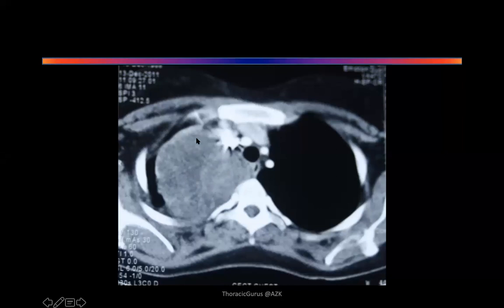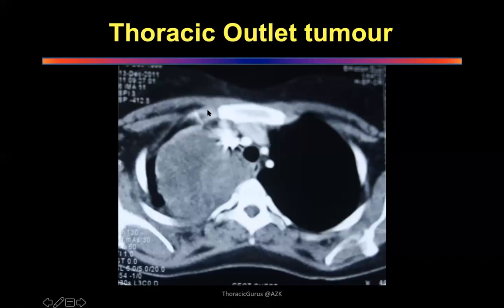But this is not just posterior, yeah. It's coming all the way up here as well. So we don't know what it is. It could be a neurogenic tumor. It could be a teratoma. It could be thymoma. This was actually a germ cell tumor. Okay? So don't get swayed away just by a posterior mediastinum. Don't call it neurogenic. It could be anything. Sir, this is coming all the way from the front to the back.